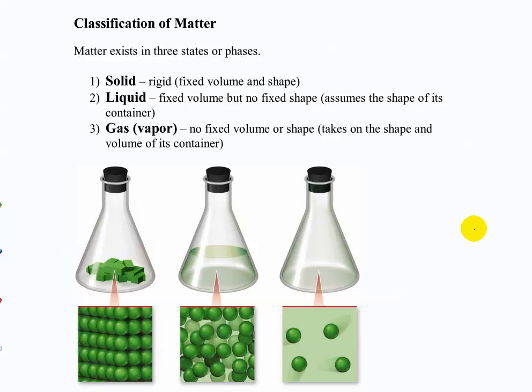Now we're going to describe them specifically in terms of volume and shape, because that really is the difference among these three classifications. A solid has a fixed volume and shape. A liquid has a fixed volume but no fixed shape. And a gas or a vapor has neither a fixed volume nor a shape.